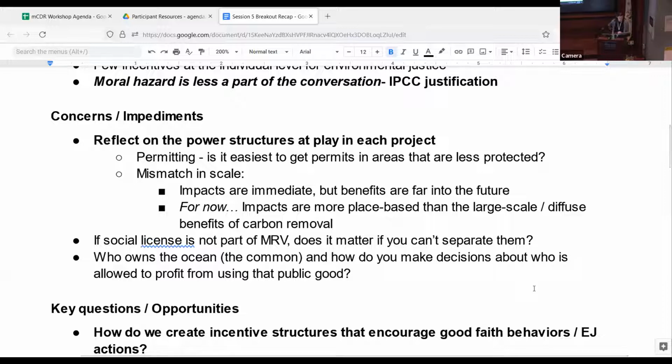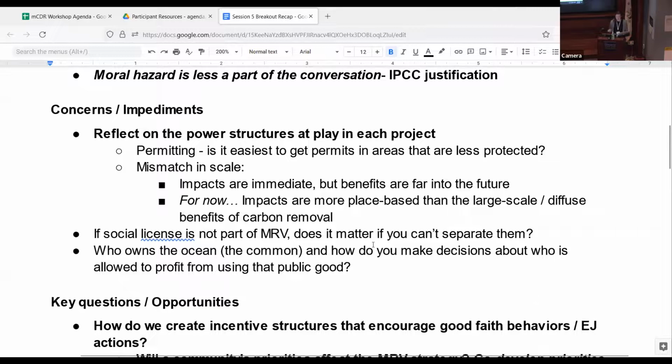And then as for concerns and impediments, we kept falling on this theme of mismatches. In terms of power structures, it's going to be important to think about who is implementing the projects, but also where and in what communities those projects are being deployed. This is something we should be aware of when engaging in conversations about where and how to do mCDR.